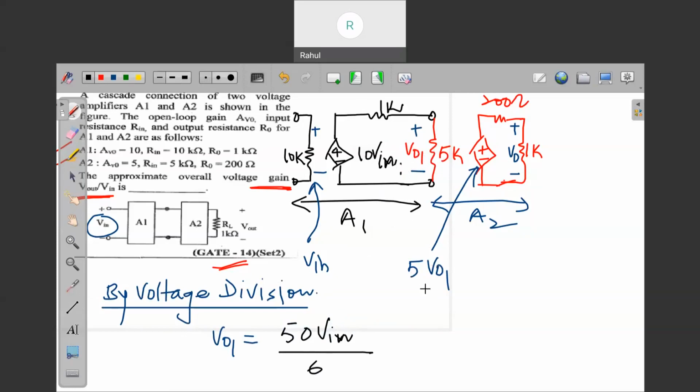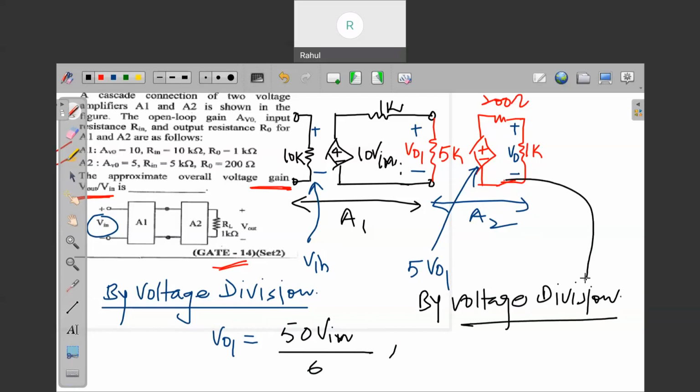Now you can plug that in here, and directly find the output by voltage division at the output node, the output loop. So by voltage division again, at the output port here.